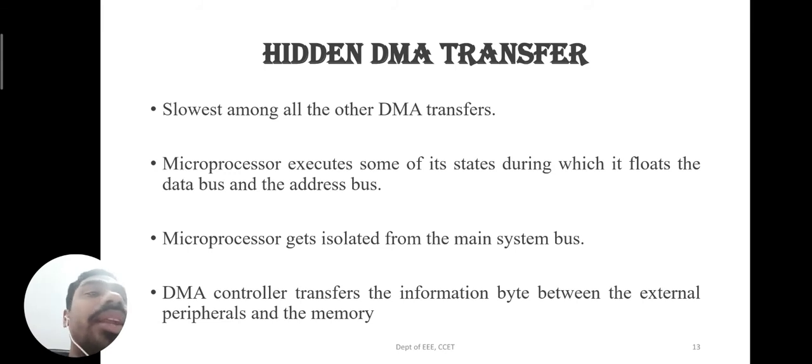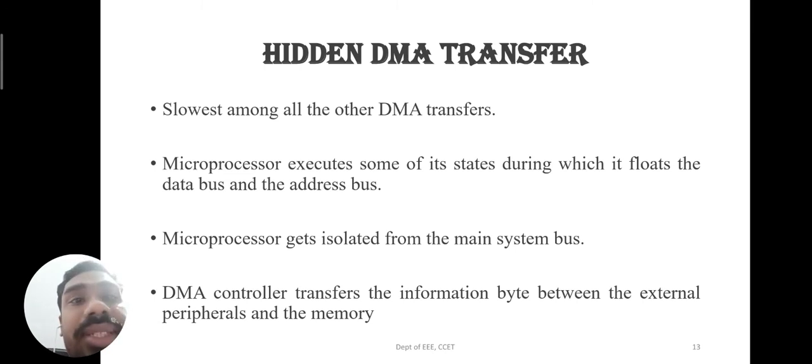The last one is hidden DMA data transfer. This is basically one of the slowest data transfers in DMA. The microprocessor executes some of its states during the float operation of the data and address bus, and because it's a floating period, the transfer operates during some free period of the microprocessor. The microprocessor gets isolated from the main system.